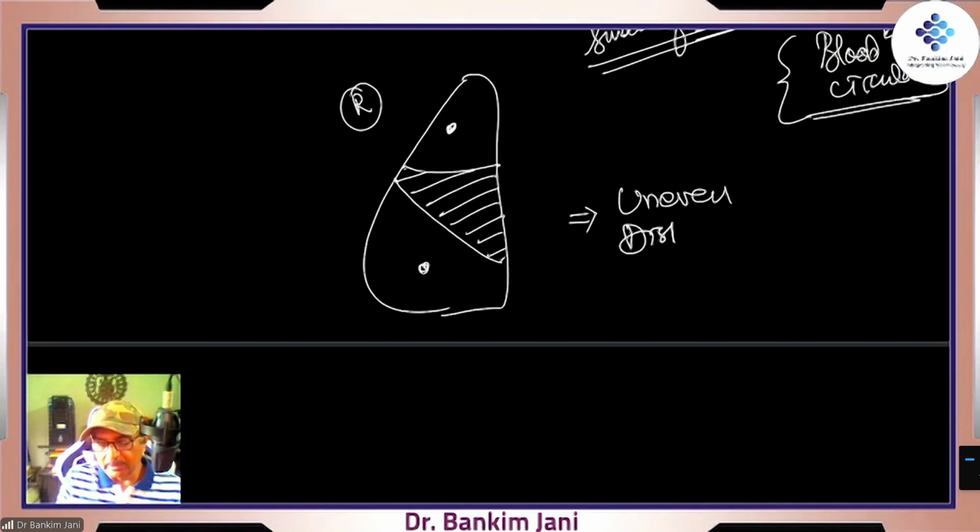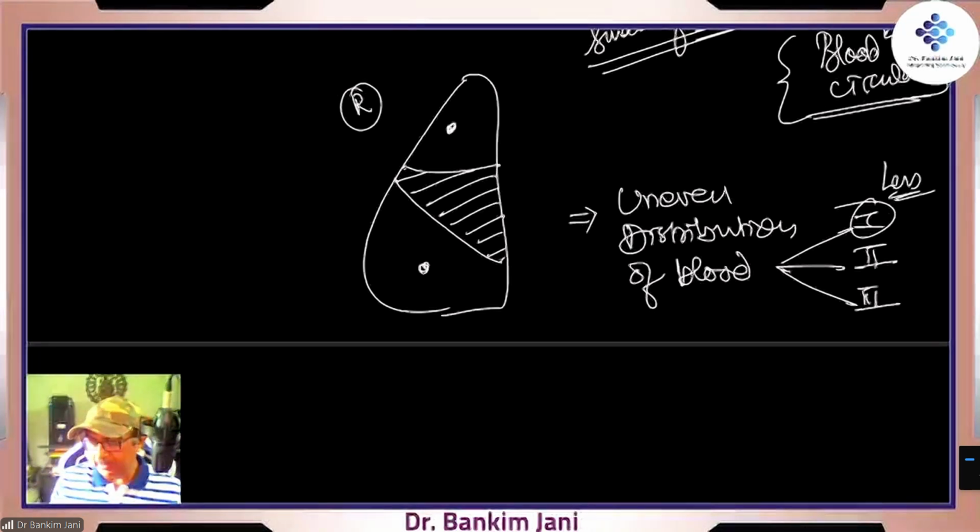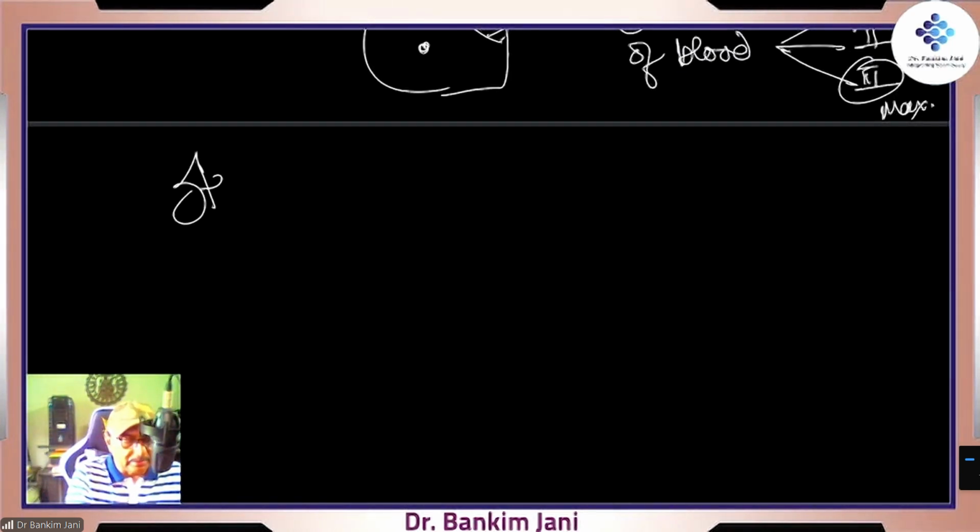Uneven distribution of blood. So he said that in case of zone 1, there is less blood, and in zone 3, there is maximum blood. Don't confuse it with this is 1, this is 2, this is 3, because this thing is true only when the person is standing. So when the person is standing, this is what really happens.